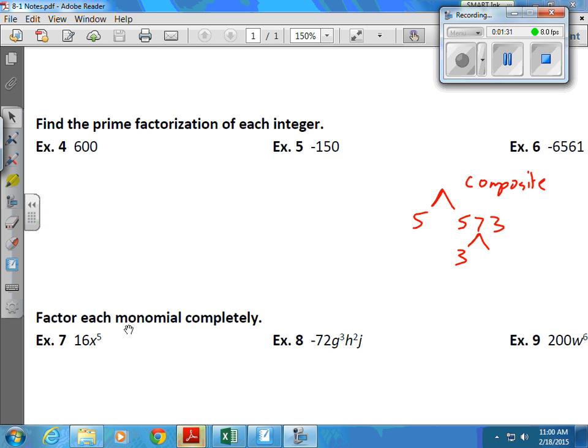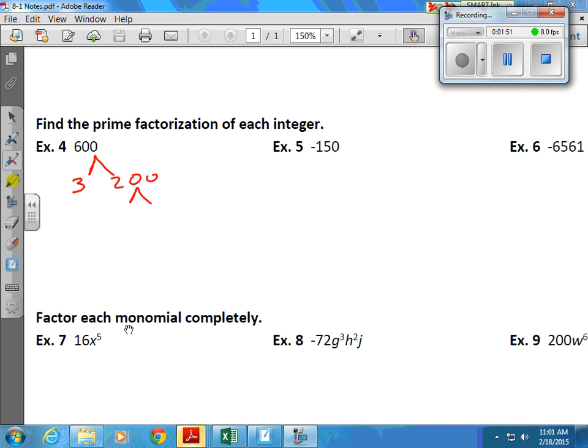Okay, number 4. Now it's asking us to do the prime factorization of each integer. So we're going to totally break it down. 600 breaks down into what? 3 and 200. 200 breaks down into 2 and 100. 100 breaks down into 2 and 50, which breaks down into 2 and 25, which breaks down into 5 and 5.